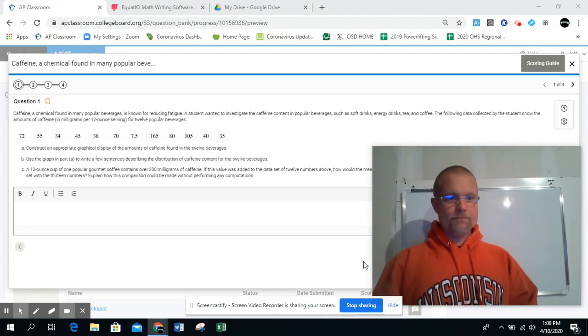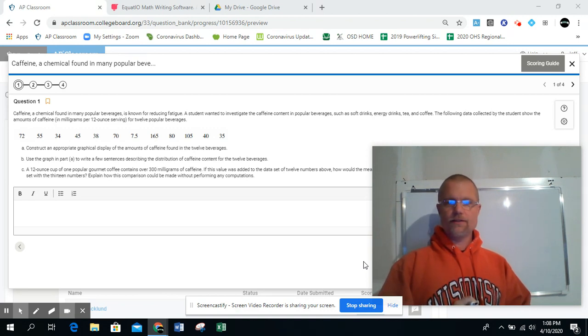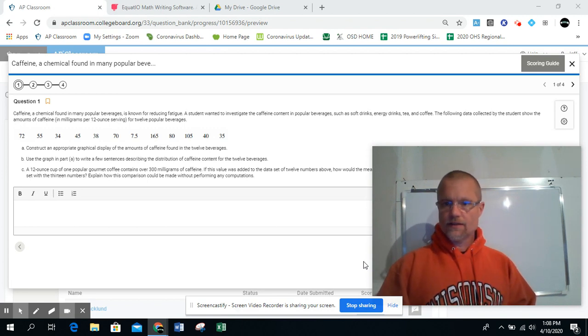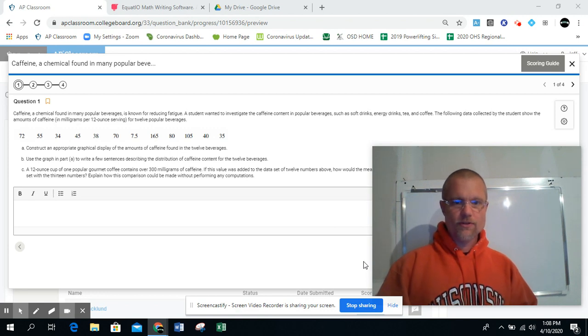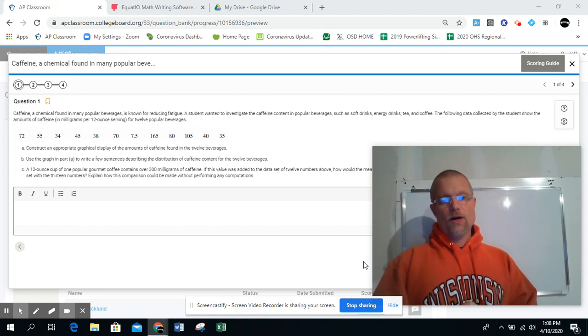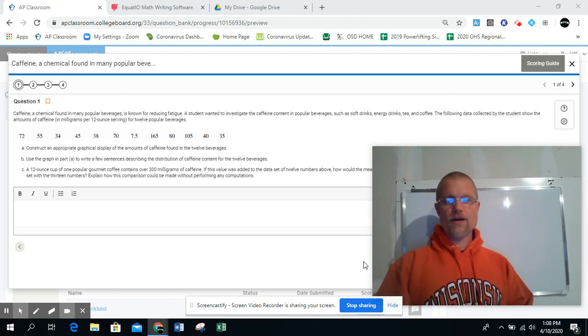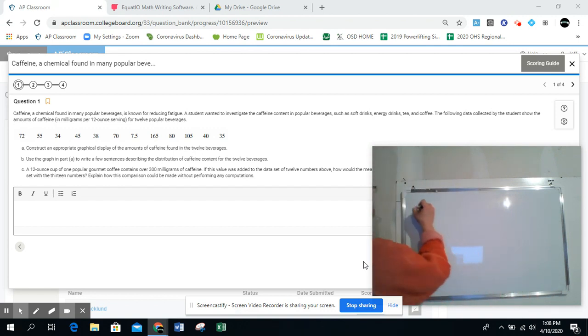So in question 1, they gave us some caffeine in some drinks, and we had to figure out the appropriate graphical display of the amounts of caffeine found in the 12 beverages. I can think of a couple ways to do this. We can do it as a histogram, or we can do it as a box and whisker plot. I guess I'll do both.